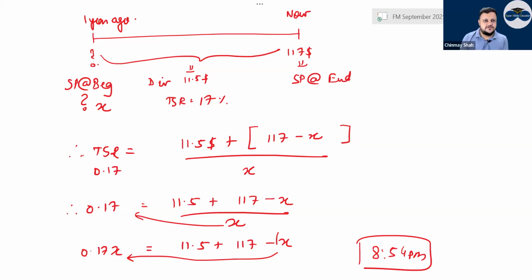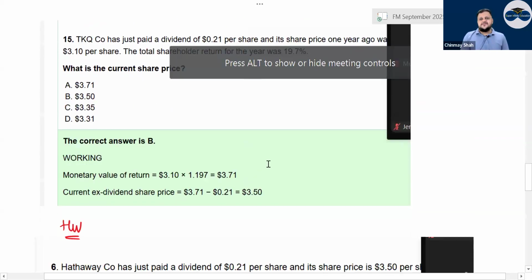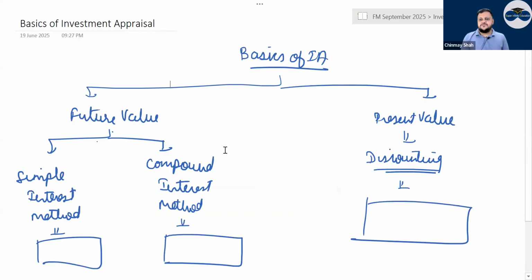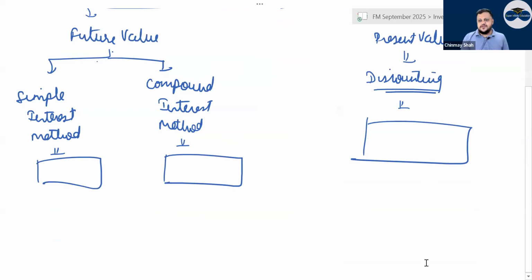The study hub is very slow. What I want to ask you is, at the end I'll open up that question. Don't worry. Okay. Investment appraisal. Did you do the main chart? Basics of investment appraisal. You leave 4-5 lines below this.